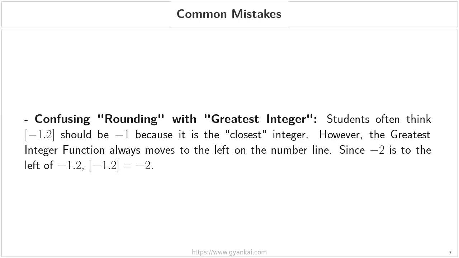A common error is thinking that the greatest integer of negative 1.2 should be negative 1, simply because it is the closest integer. However, as we discussed in our examples, the greatest integer function always moves to the left on the number line. Since negative 2 is to the left of negative 1.2, the correct value is negative 2.